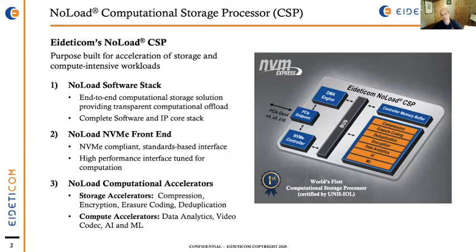So if we dig into what the Eideticom NoLoad CSP looks like in the diagram on the right here, we can see we have an NVMe front end, which consists of a PCIe endpoint, an NVMe controller, and DMA engines. And we combine that with a group of computational offload engines. Those have been developed by Eideticom and integrated into the NoLoad NVMe framework. We have computational storage services or functions like compression, erasure coding, dedupe, encryption, and more analytical functions like data analytics, such as regular expression, AI, and ML. We also have a controller memory buffer, which I won't dig into too much today.